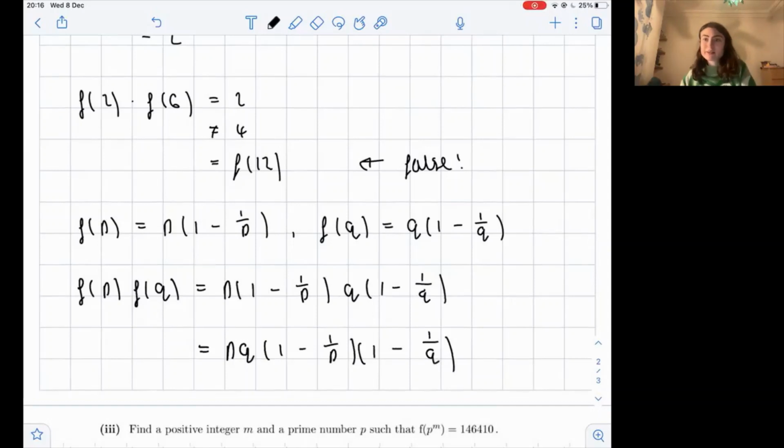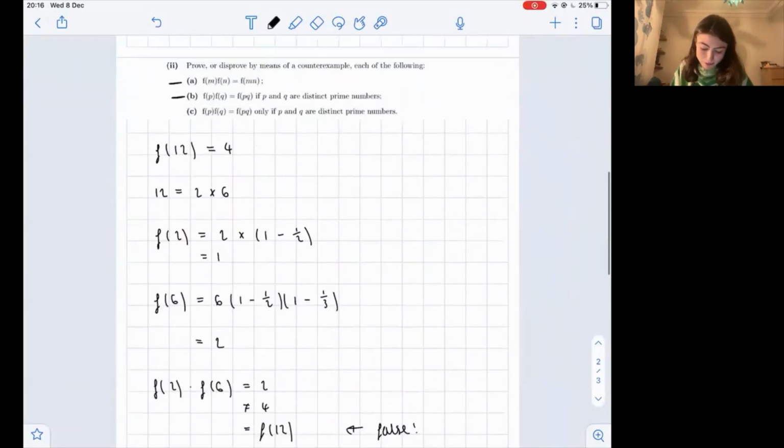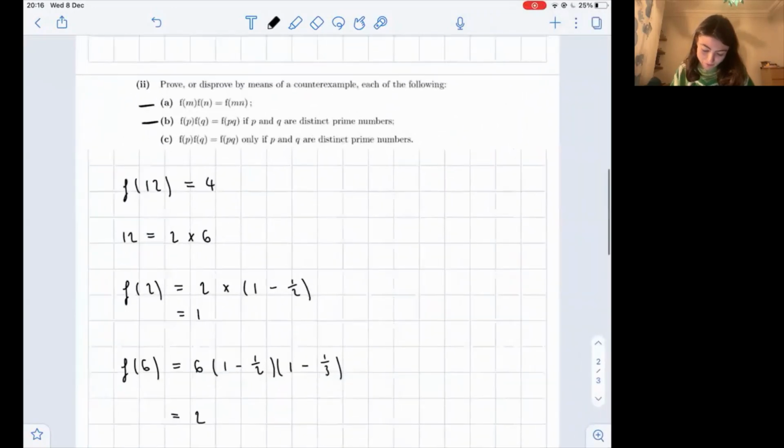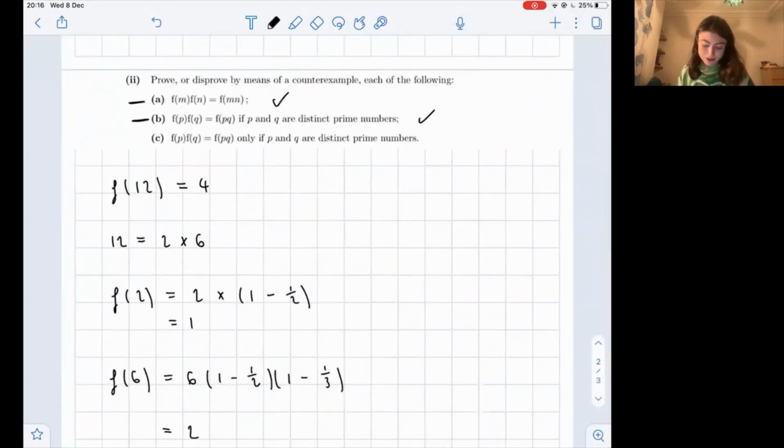And this looks like F of pq, right? Because if pq is n, we have the n there, and the only prime factors of pq are p and q. So this is actually F of pq. So it's true. It's not true in the general case, as we proved in part A, but it's true when you have two distinct prime numbers. Okay, so we've done A and B. Now we just need to do C.